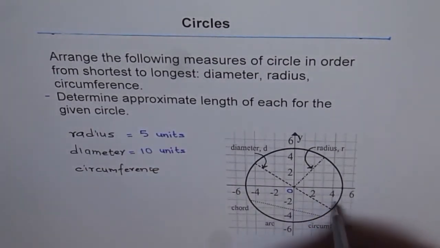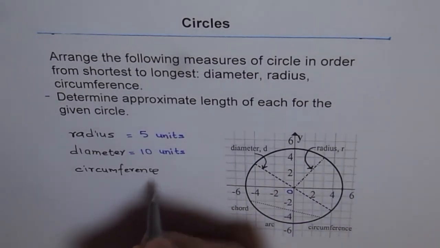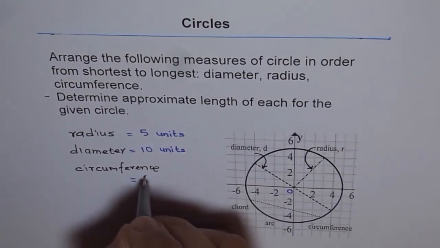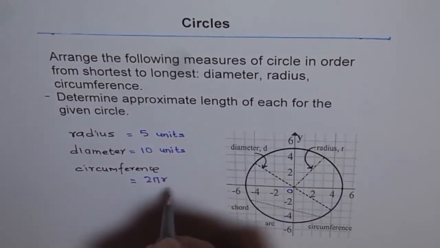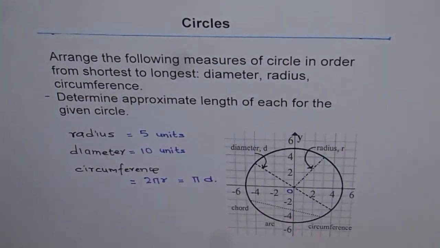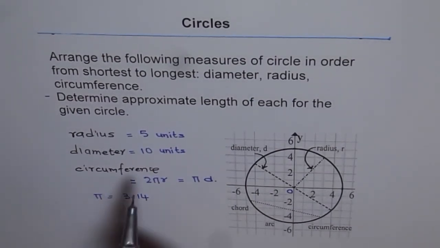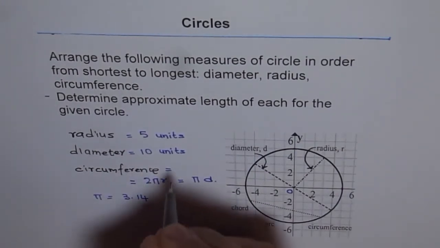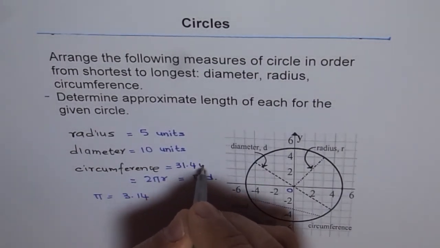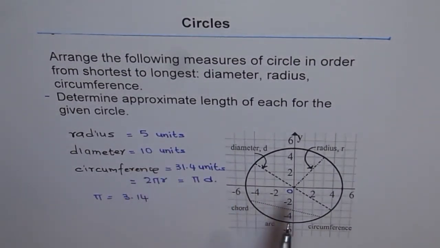And now let's try to calculate circumference. Circumference is how much? Well, if you know the formula, circumference is 2 pi r, or it is also equal to pi times diameter, right? Now pi is equal to 3.14, right? Now diameter is 10 units, and therefore we can say 3.14 times 10 will give us 31.4 units, right?